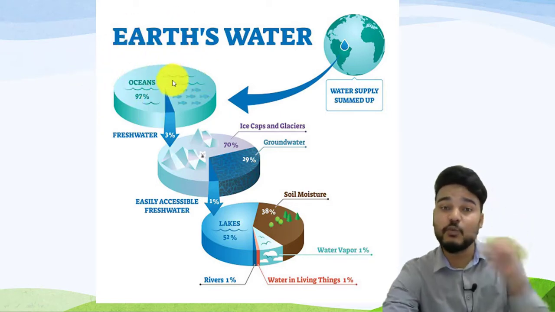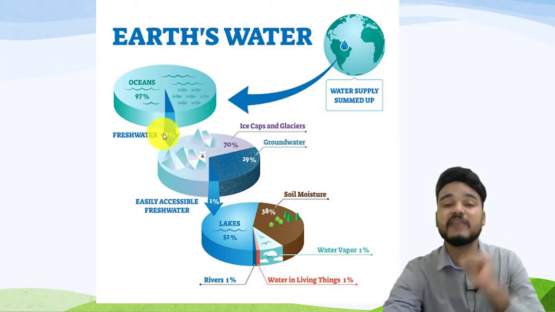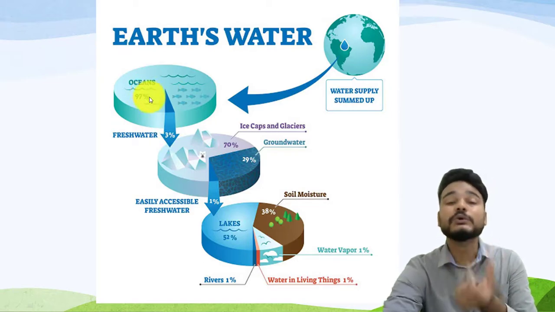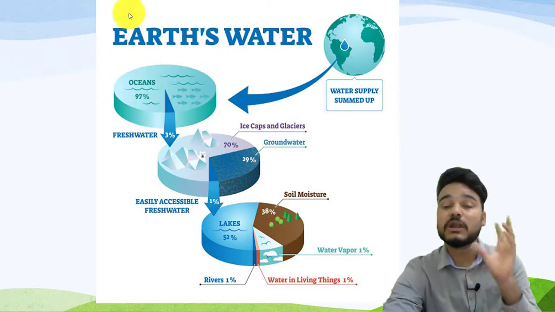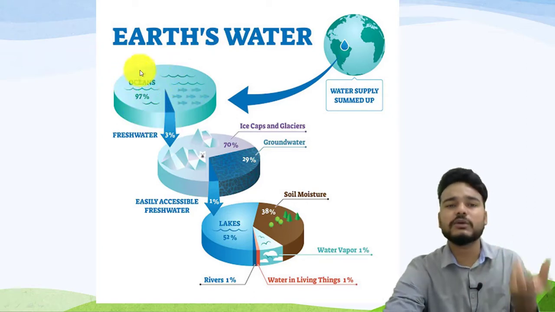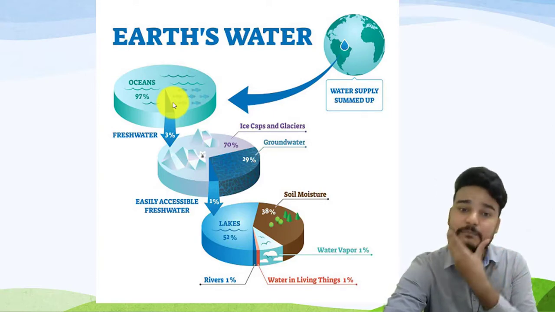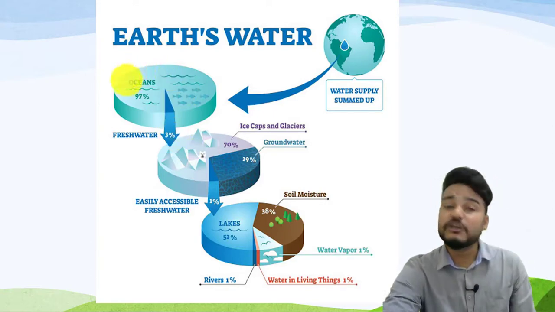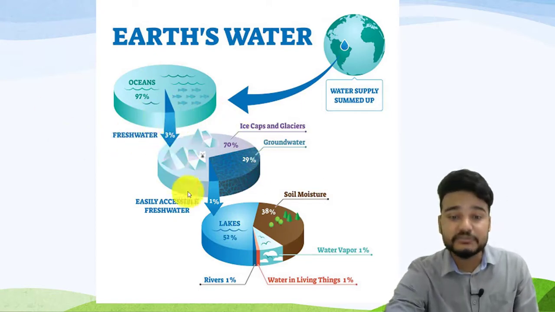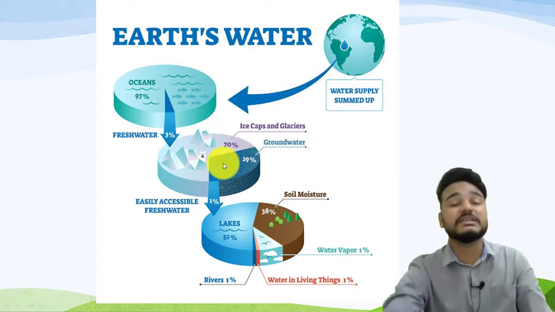97% water is present in oceans, and only 3% water is the fresh water that can be drunk. Okay, we can drink only 3% of the water out of the 100% water present on earth, because other water is in the form of oceans and oceans are salty and खारा पानी हम पी नहीं सकते. If we are discussing that 3% water, so that 3% water में से 70% water क्या है, in the form of ice and glacier.